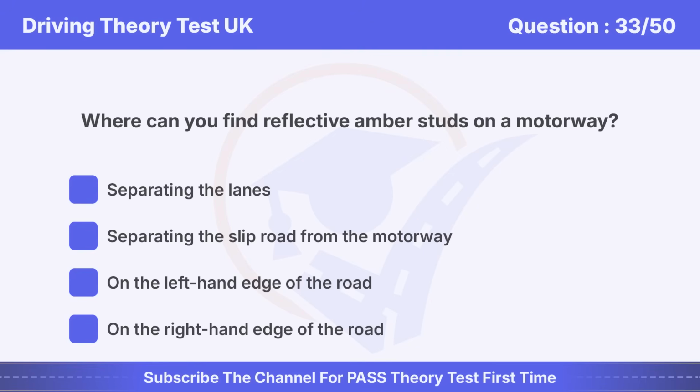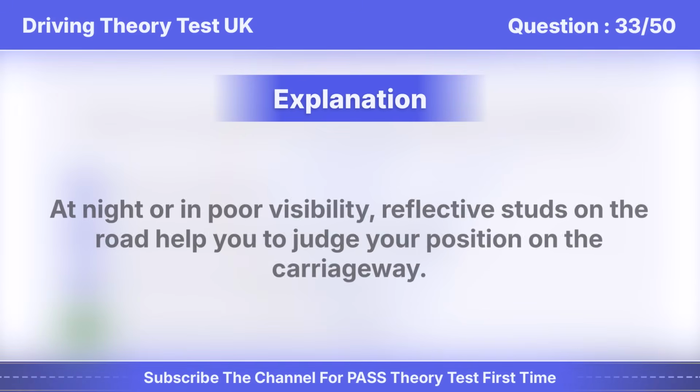Question 33. Where can you find reflective amber studs on a motorway? Answer is D. On the right-hand edge of the road. At night or in poor visibility, reflective studs on the road help you to judge your position on the carriageway.